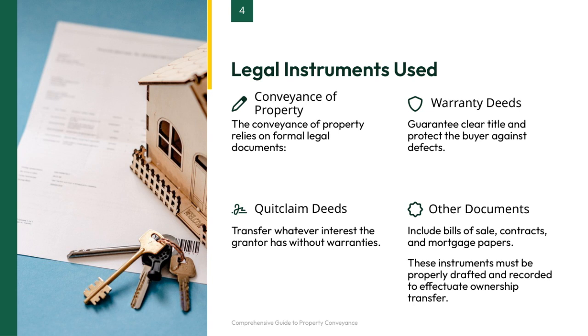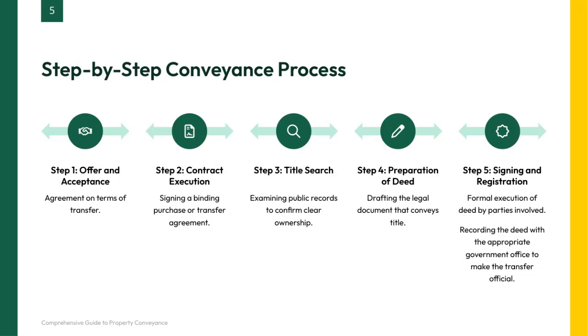Let's walk through the conveyance process step by step. First, we have the offer and acceptance stage, where both parties agree on the terms of the transfer. This agreement sets the foundation for everything that follows. Next is contract execution, which involves signing a binding purchase or transfer agreement, making the deal official and legally enforceable. After that comes the title search. This is a crucial step where public records are examined to confirm that the seller has clear ownership and there are no outstanding claims or liens on the property.